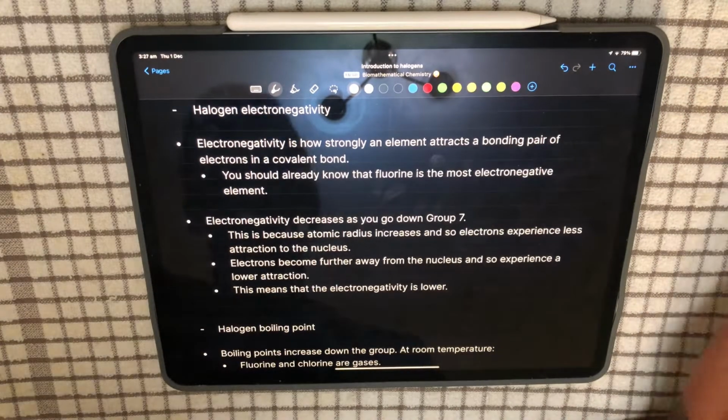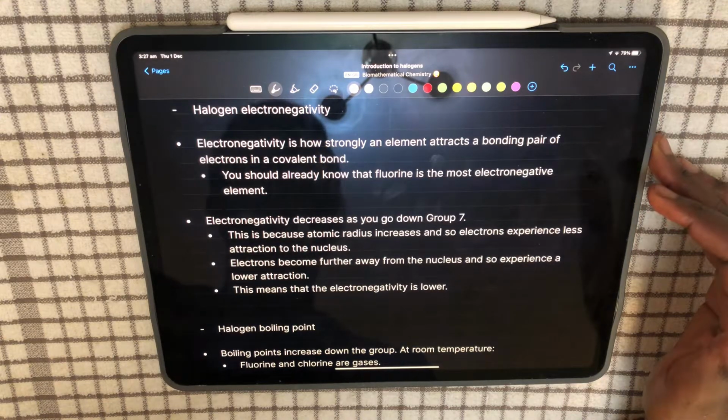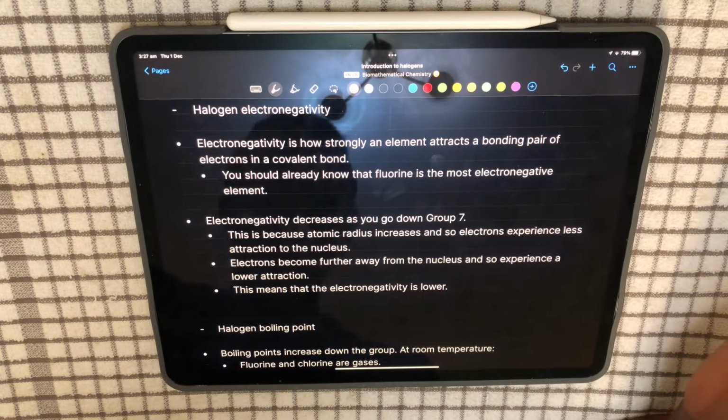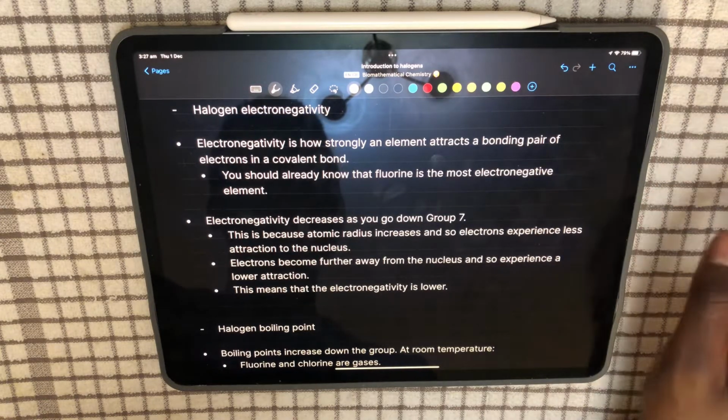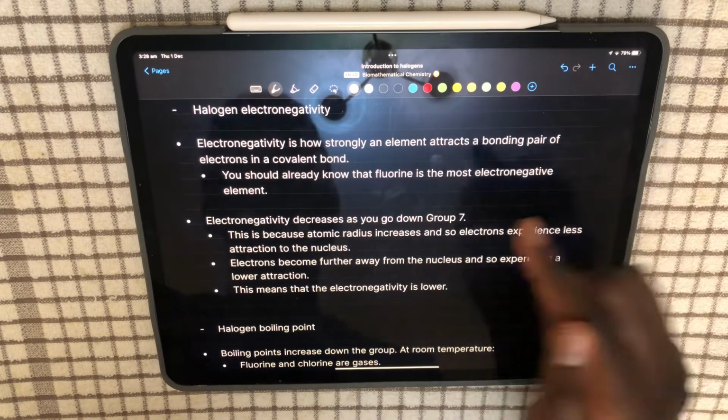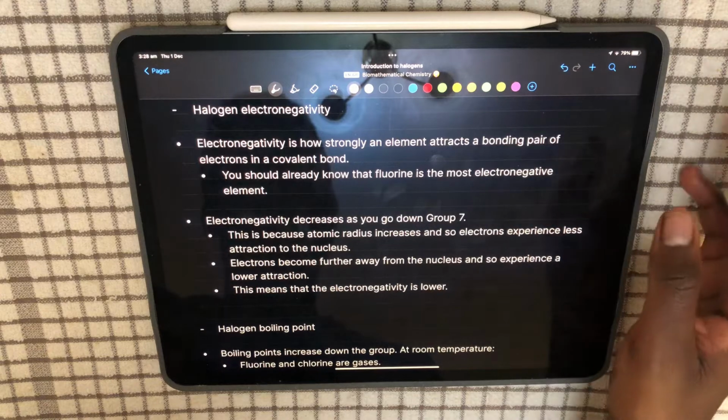And you should already know that fluorine is the most electronegative element. I'll leave a link in the description when I talk about electronegativity and the Pauling scale. Fluorine is the most electronegative, and it's generally regarded as a standard. It has an electronegativity of 4.0 on the Pauling scale, but you don't need to know that. All you need to know is that fluorine is the most electronegative element.